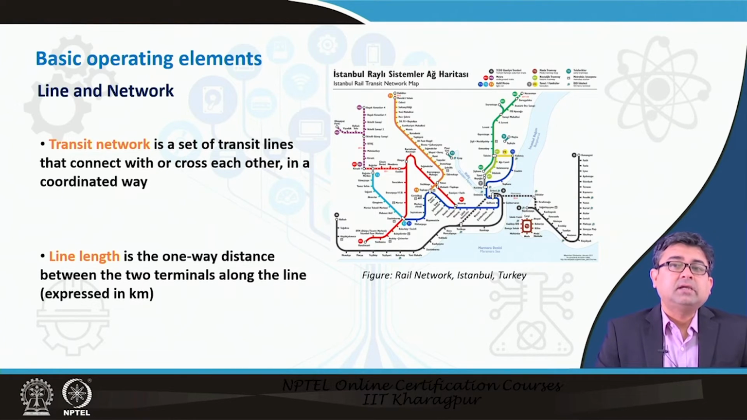So, these are all operational terminologies that help in scheduling a bus service or a rail service. So, once you know that your transit line is n kilometers long and you have s number of stations in between, you can then schedule your transit line accordingly.